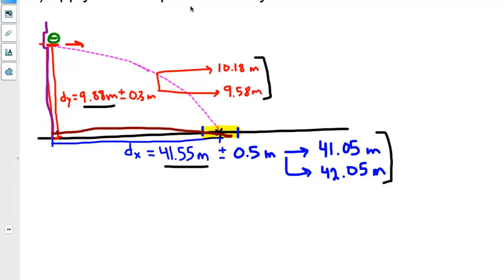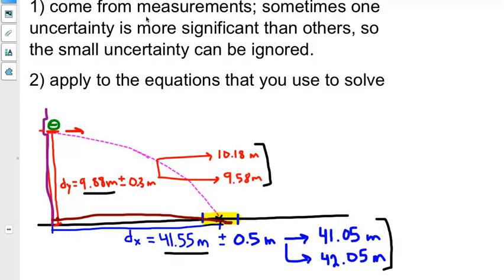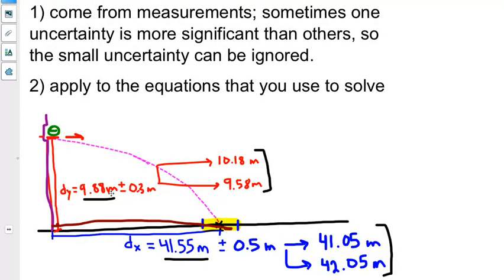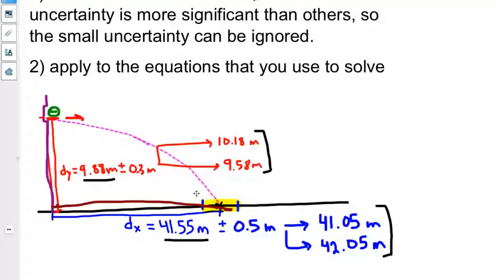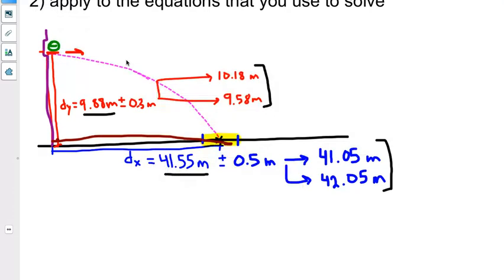Okay, so that's part one. The uncertainty comes from measurements. The two measurements we actively made were the height, the dy, and the range, the dx. So that's where your uncertainty is. Since those are the only two, we also assume the angle was 0, but let's not worry about that. Now we have to apply the equations. So how do we do this? It's not hard, but it is a little bit messy.